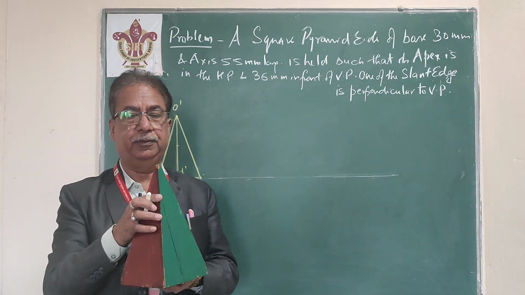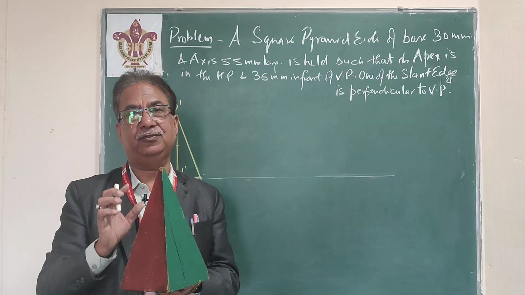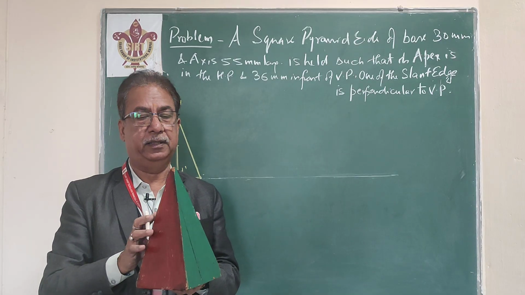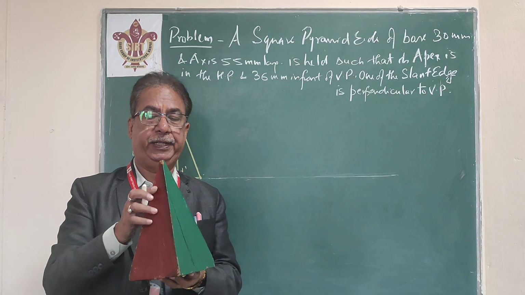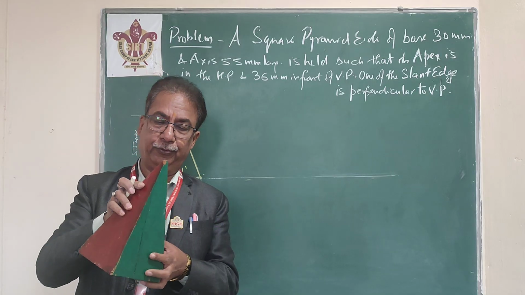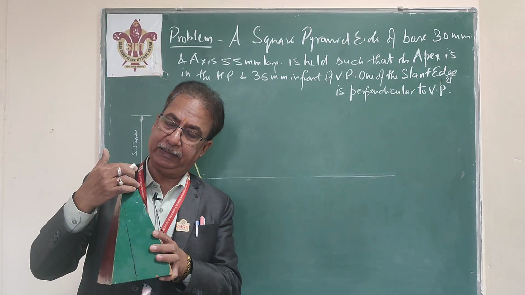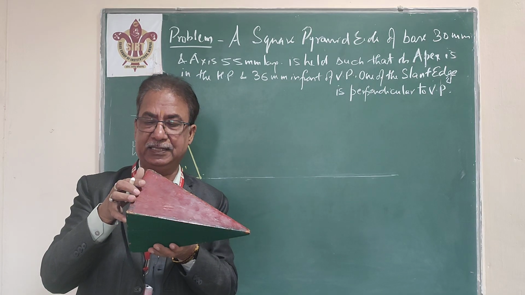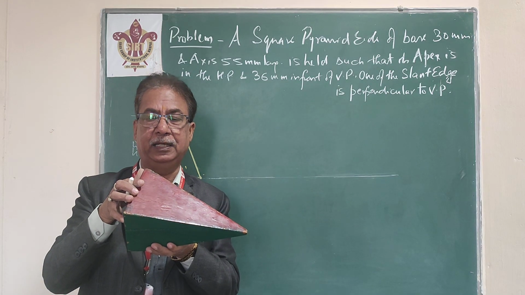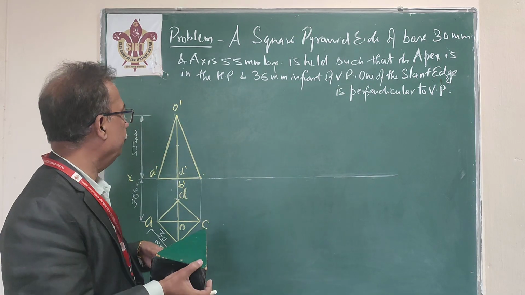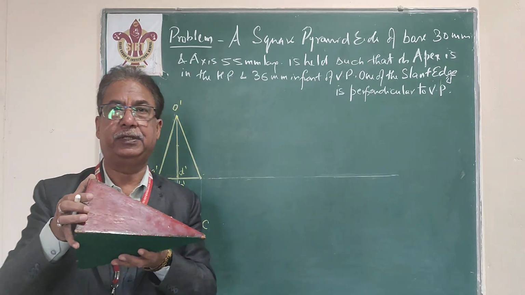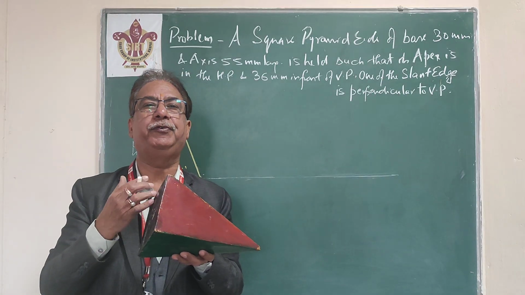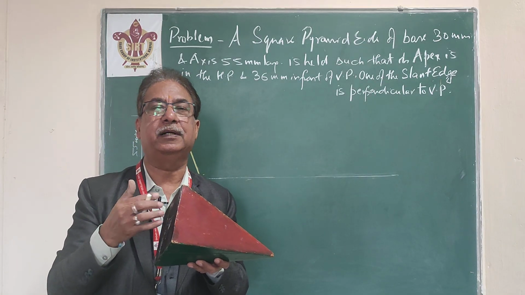Now in this problem they are saying that the apex will be in the HP. So I am going to lie this pyramid on this slant edge on the HP. So in the second stage I am going to rotate it like this, and we will copy the front view, and with the help of the front view I will draw the top view. Then later on we will decide what will be in the third step.